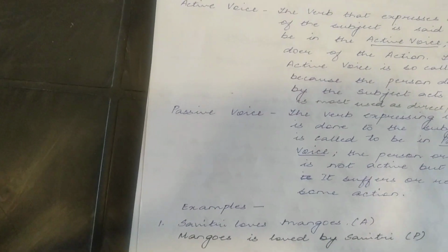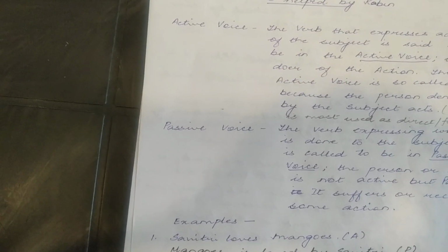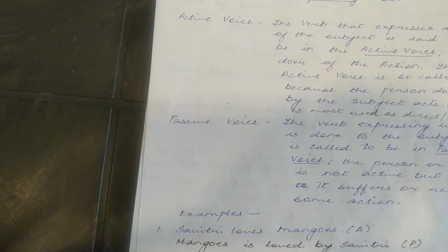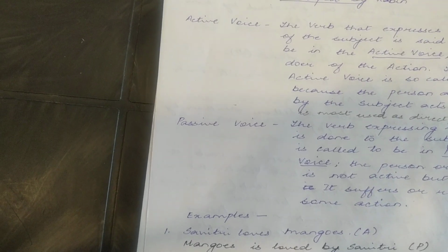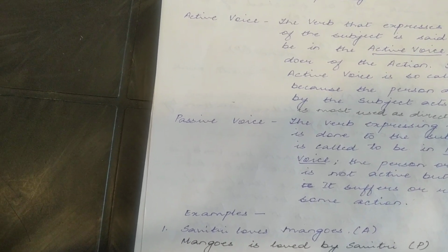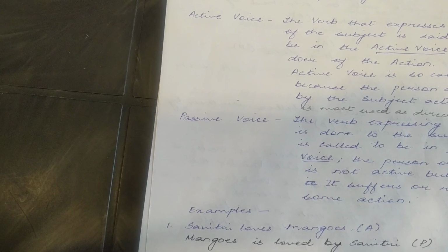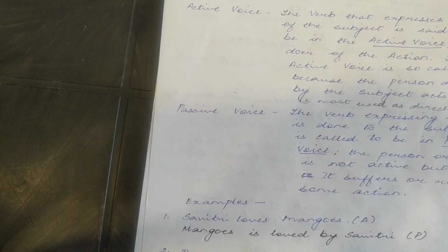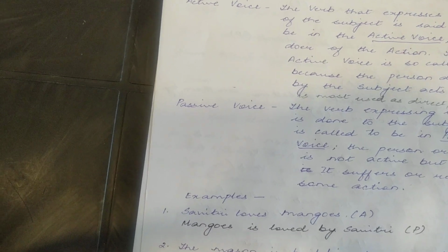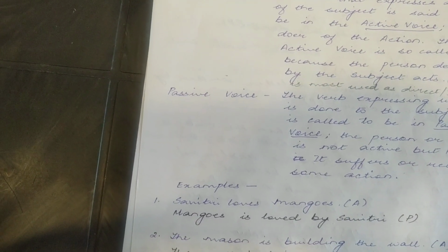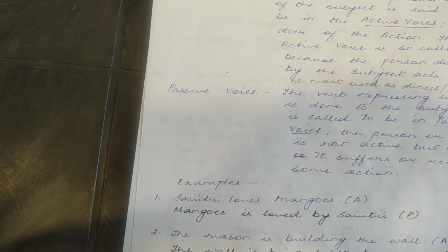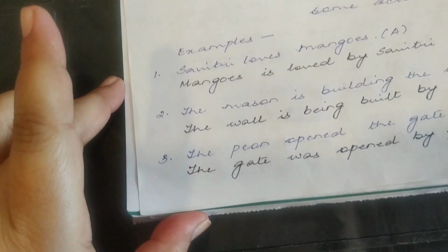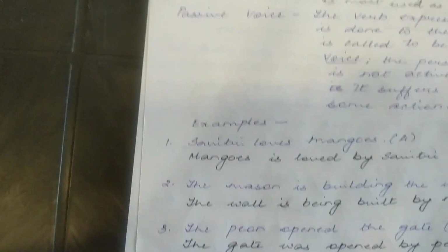The second one which we deal with is, if we see the second one, Janet is helped by Robin. The verb expressing what is done to the subject is said to be in passive voice. The person or thing is not active but passive. It suffers or receives some action. We have a few examples to illustrate the difference between the active and the passive voice.